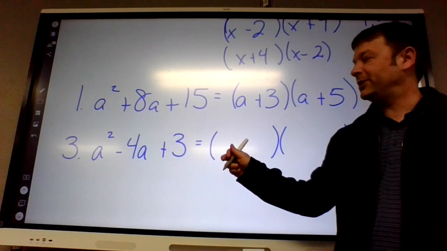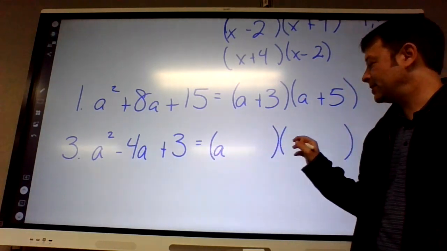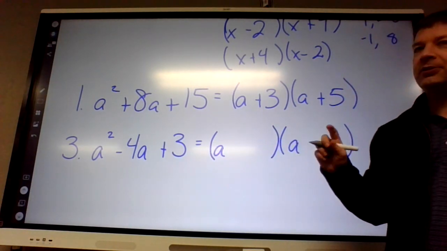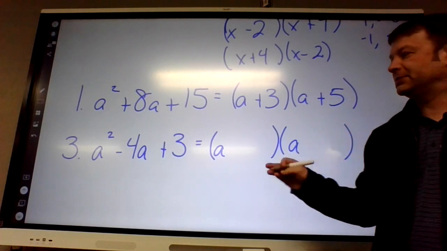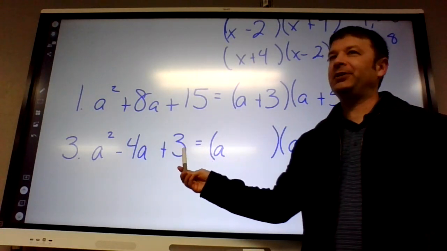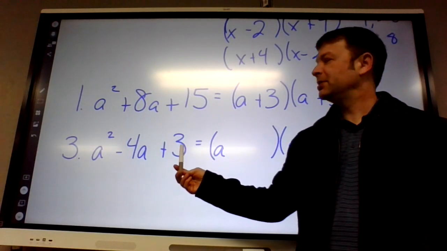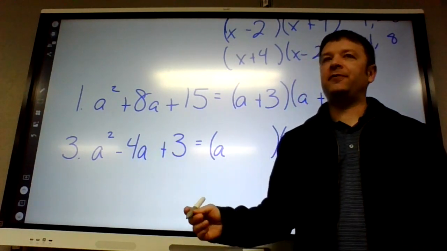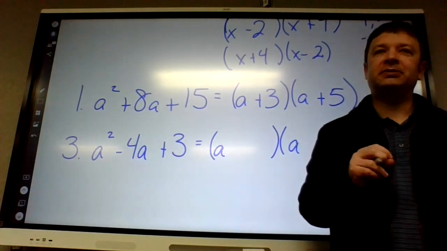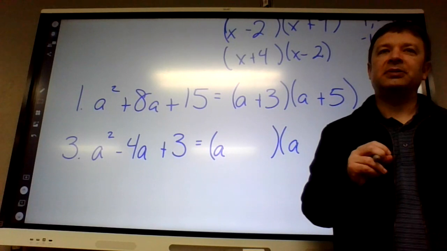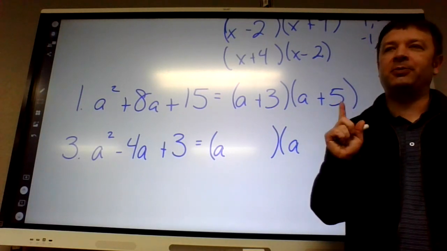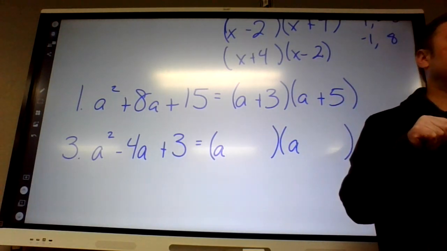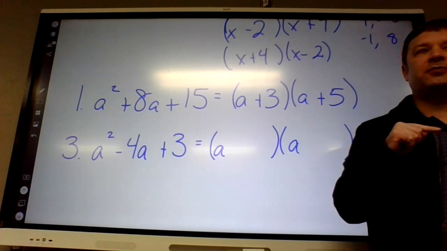Okay, so what am I going to put in front? A's again. Alright, so the question is, don't say the answer. What multiplies into 3 that adds up to -4? Do not say the answer. I want everybody to think about it for a second. What multiplies into 3 that adds up to -4?